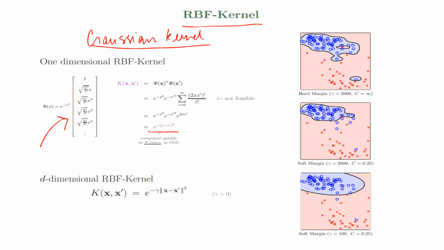And in general, a d-dimensional RBF kernel looks something like this. You see this extra gamma term, which is nothing but a scale parameter. So essentially, if the scale is small, then the radius is large, and the opposite is also true. When the scale is large, the radius is small, right?